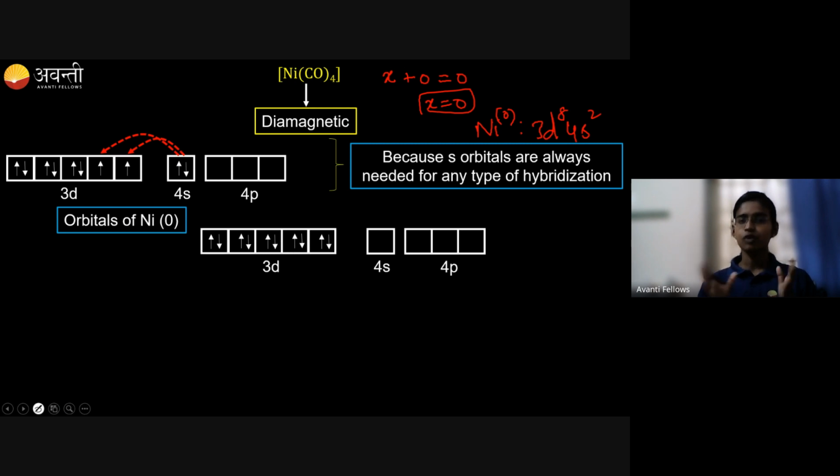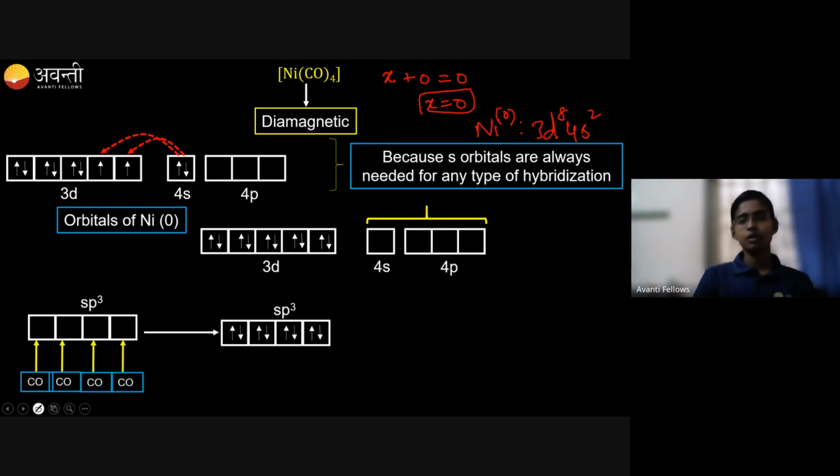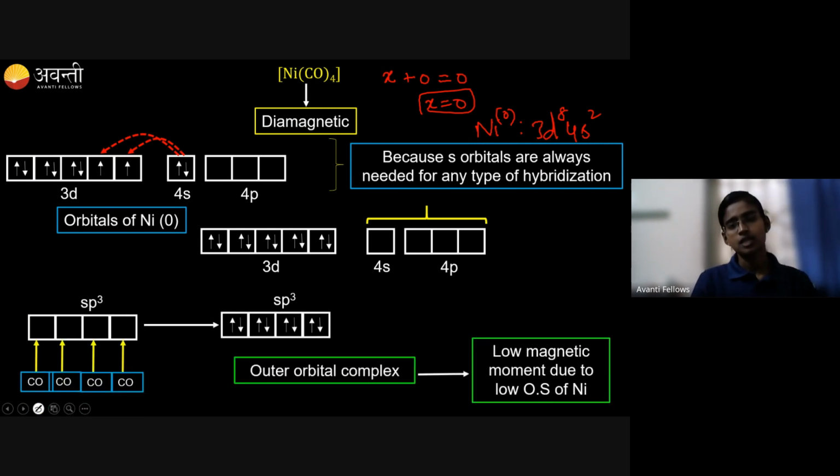Now these four orbitals, 4s and 4p, they are going to intermix with each other and they are going to give again sp3 hybridized orbitals. 4 sp3 hybridized orbitals are formed and CO ligand is going to occupy those 4 orbitals to give the corresponding complex. And this is an outer orbital complex but with low magnetic moment.